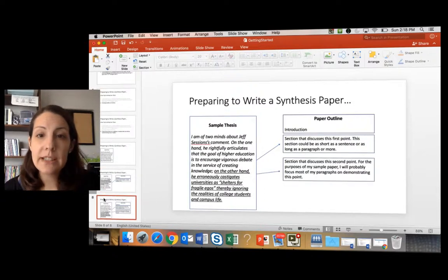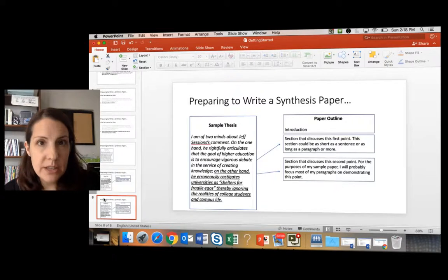Now we'll take a look at the second slide. Again, on the left-hand side, you'll see the sample thesis. On the right-hand side, you'll see the outline. So we have the introduction. We have next a section that will discuss that first point, the one that starts on the one hand. Then the next section down is going to actually discuss the second point of the thesis, the one that reads, on the other hand, he erroneously castigates universities as shelters for fragile egos, thereby ignoring the realities of college students and campus life. Now, this section will discuss my second point, obviously.